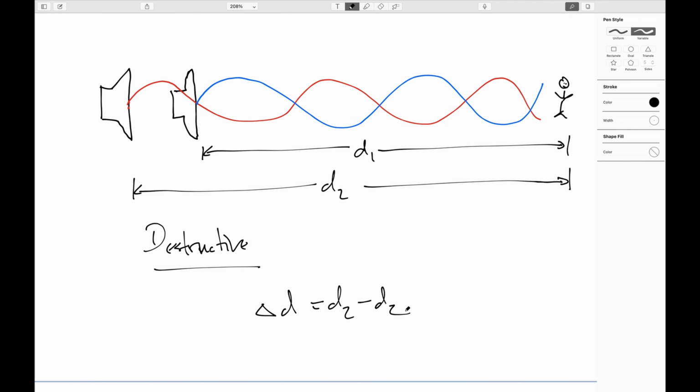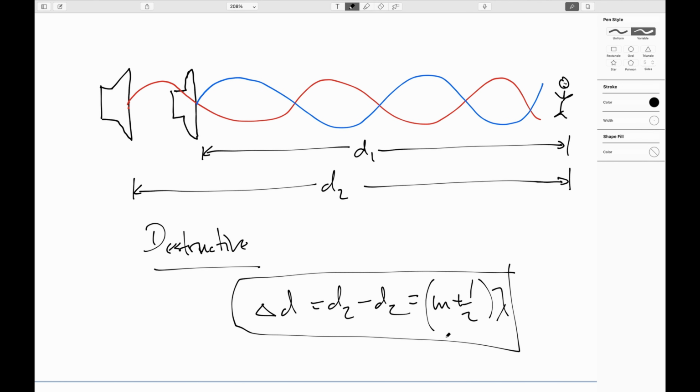Can we think of any other possibilities? Sure. 1.5 wavelengths would give me the same difference. I'd still have a crest meeting a trough, or 2.5, or 3.5, or 4.5, or whatever. So the general case will be (m plus a half) lambda, where again, we're permitting m to be 0, 1, 2, 3, and so forth.